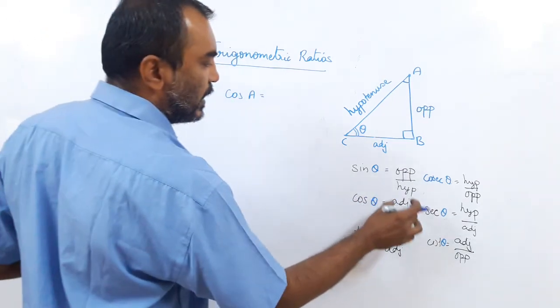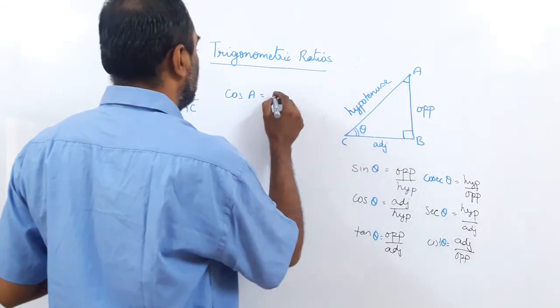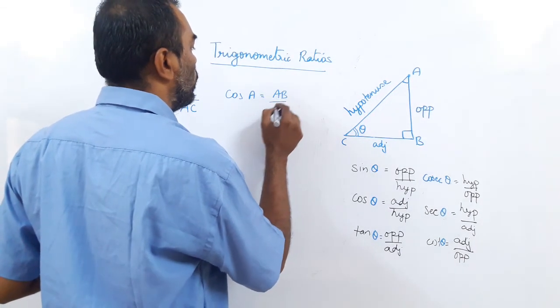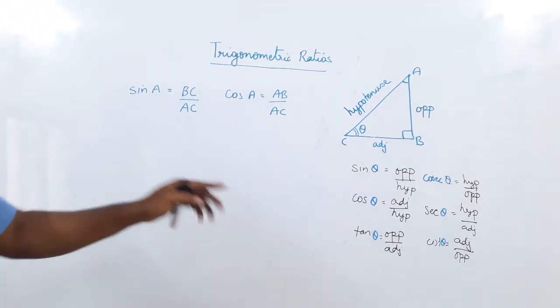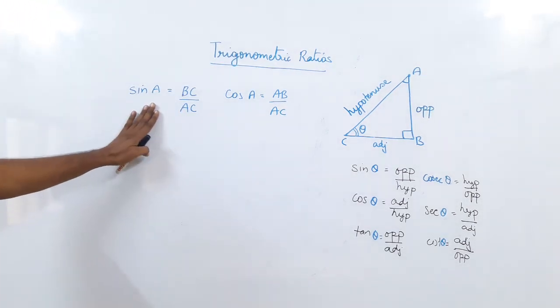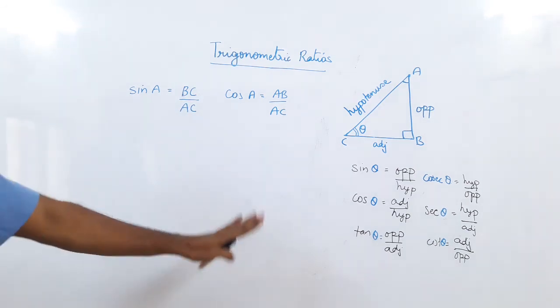Cos A is adjacent upon hypotenuse. Because this is the angle, this is the adjacent side. So we will have AB upon AC. So now you write down the remaining ratios of angle A. Sine and cos I have written. Write down tan, cot, sec and cosec.